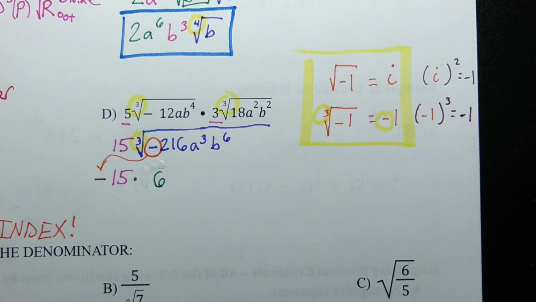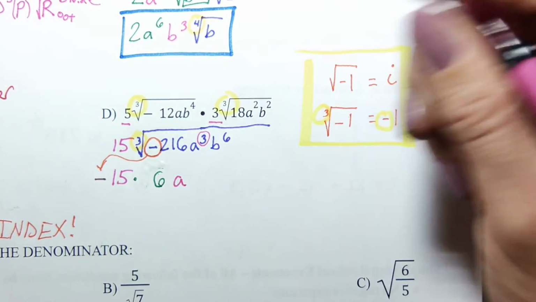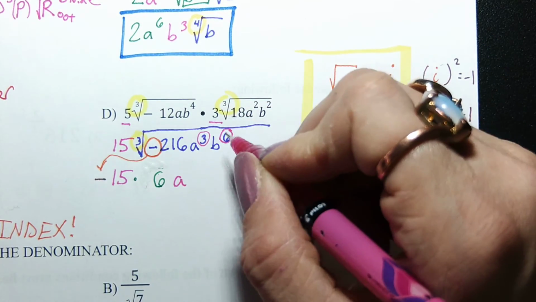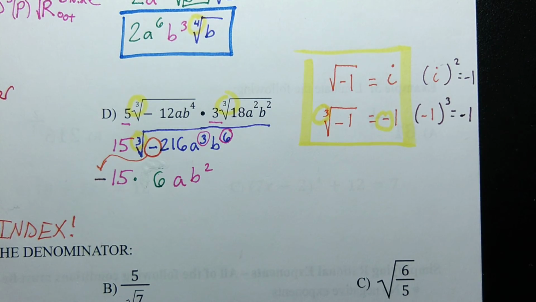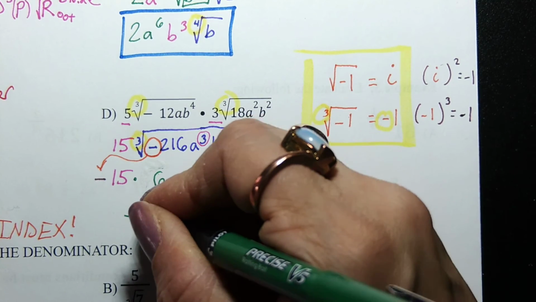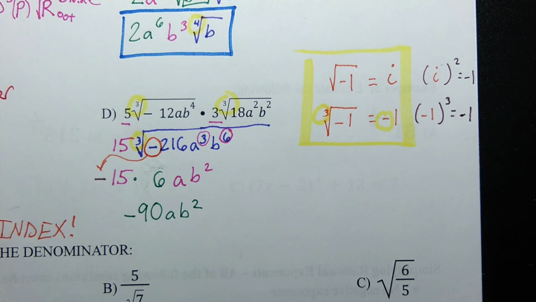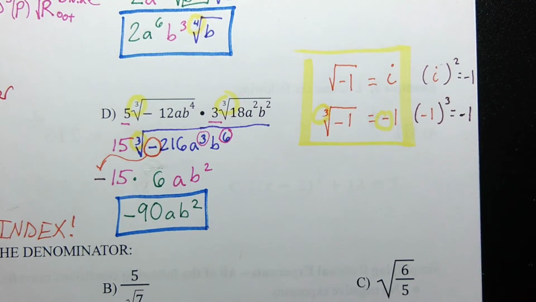Then what about the cube root of a cubed? Power divided by index, we get a on the outside. Power divided by index for the b: b to the 6th divided by that index of 3 gives me b squared on the outside. So our final answer is negative 90ab squared. I had a nasty set of cube roots that I was multiplying together, and I end up getting this nice simplified answer. Any questions?